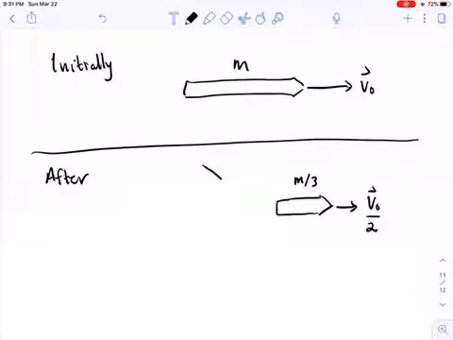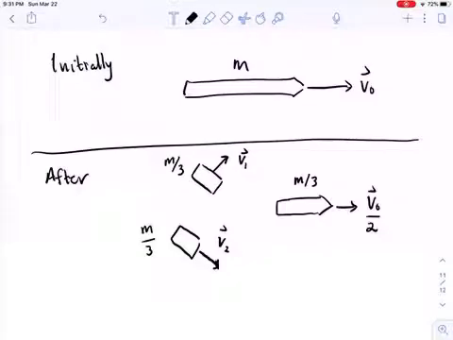And then we don't know exactly what the other two fragments are doing, but let's suppose we have one of them and it's moving in this direction, v1. It has mass that's 1/3 the initial mass. And so then we've got another fragment over here. It has to move perpendicularly to v1. And so we'll just put it in this direction. This is maybe v2, and it has a mass of 1/3 the initial mass.